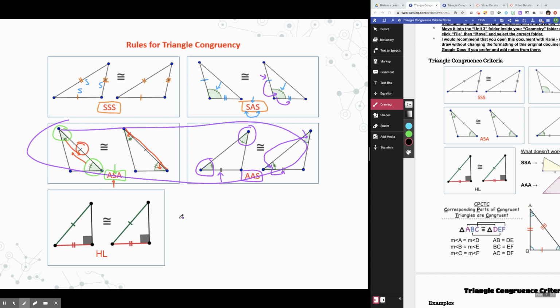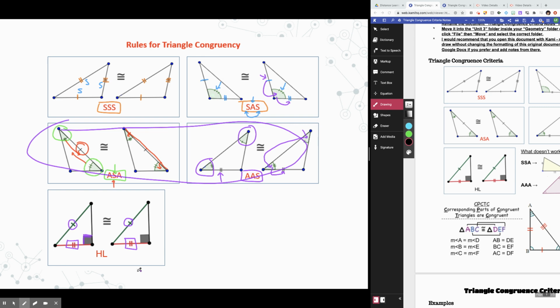These can seem a little bit complicated, especially these two, when you first start dealing with and practicing these. But the more that you see these pictures, the better you get at identifying them. Okay, and then HL is the last one. Notice that it only works with right triangles, so you have to have that little square in there to tell you that it's a right triangle. Literally, it's just, do you have the hypotenuse marked as congruent, and then do you have one other side, so one other leg, that's marked as congruent, okay?